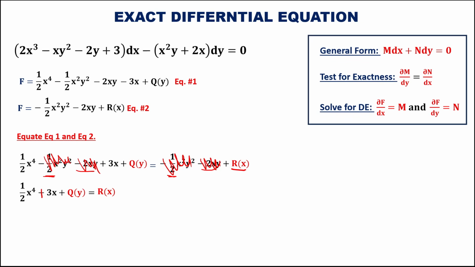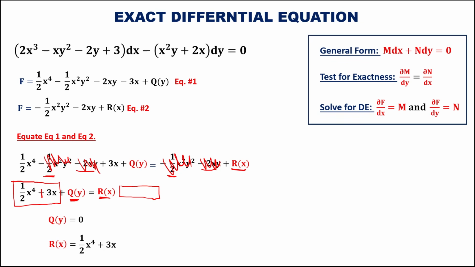So this time we can find out the value for qy and rx. To find qy, observe that on the right side, there's no equivalent term. So therefore, qy is equal to 0. Then to solve for rx, on the left side, this is now the value for rx. So that's 1 half x to the power 4 plus 3x.